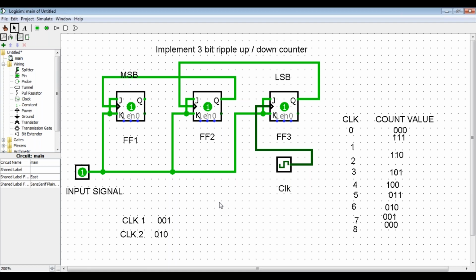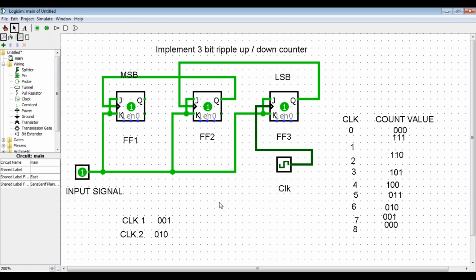For the up counter, the initial ideal condition is 0 0 0. Then for the first clock, the count value will be 0 0 1, and for the last clock, the 7th clock, it will reach 1 1 1. If it goes from 0 0 0 up to 1 1 1, that will be your up counter.